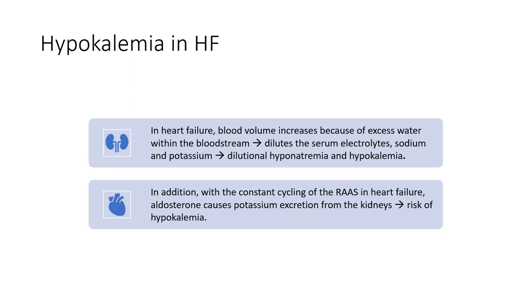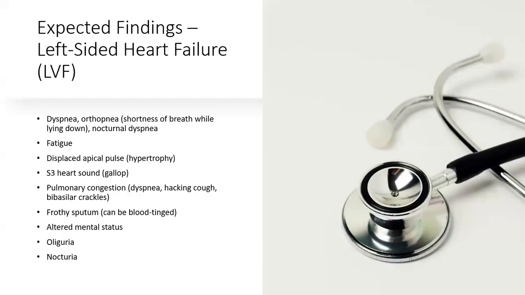Hypokalemia in heart failure. In heart failure, blood volume increases because of excessive water within the bloodstream. This dilutes the serum electrolytes, sodium and potassium, causing hyponatremia and hypokalemia. Because we've got so much blood volume, all of our electrolytes are diluted, so you're going to see hypokalemia. In addition, with the constant cycling of the RAS in heart failure, aldosterone causes potassium excretion from the kidneys, which adds to the risk of hypokalemia.